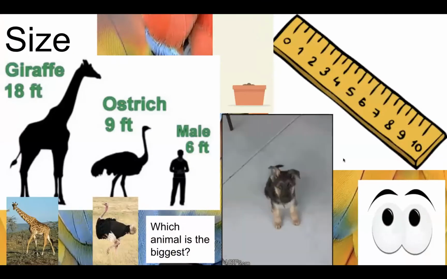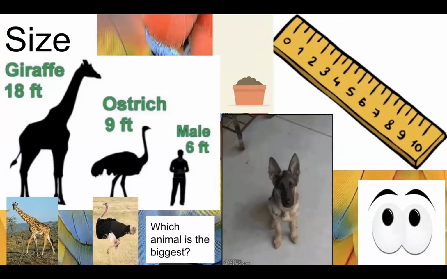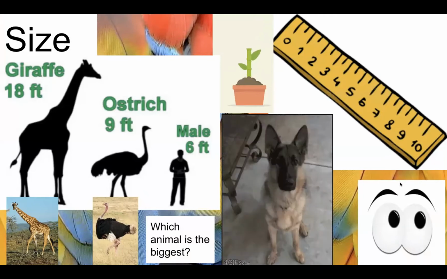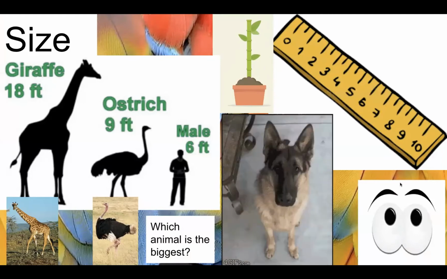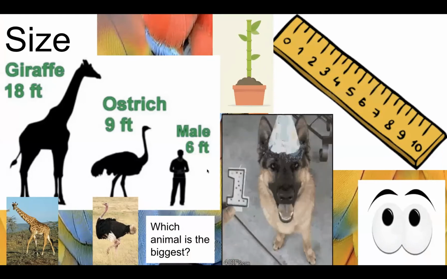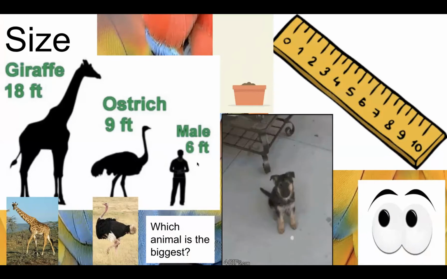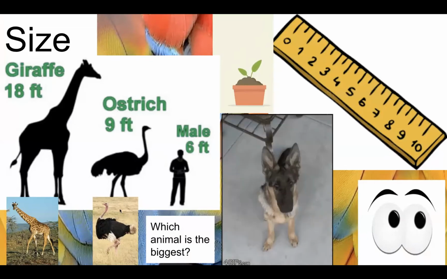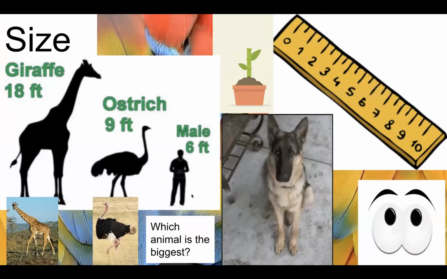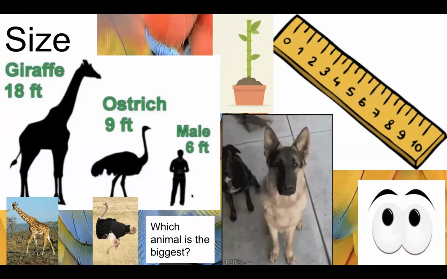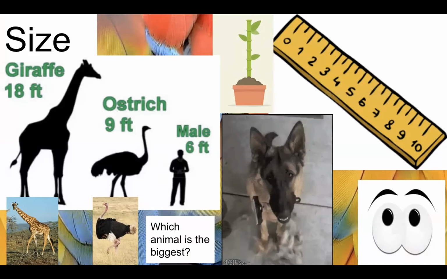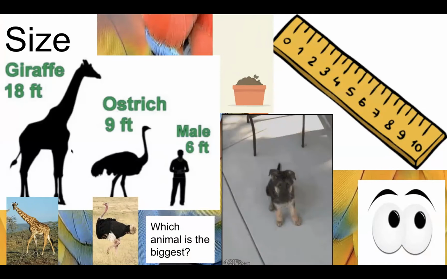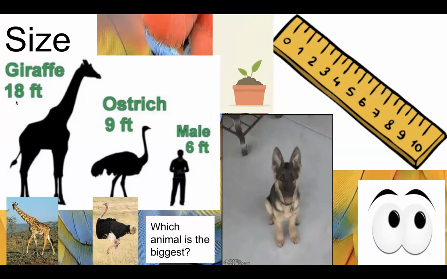Now, speaking of size, a scientist can use science tools like a ruler to help determine size, and we can also use our eyes to help us determine size. So let's take a look at these pictures here. We have three animals. We have a giraffe, a big bird called an ostrich, and then we have a person. So which animal do you think is the biggest just by looking at our picture? And hopefully you said the biggest animal of these three would be the giraffe.